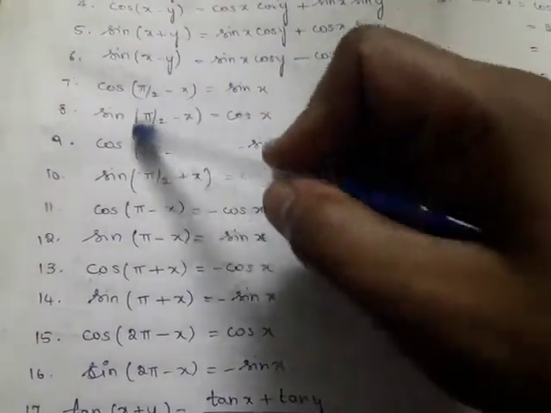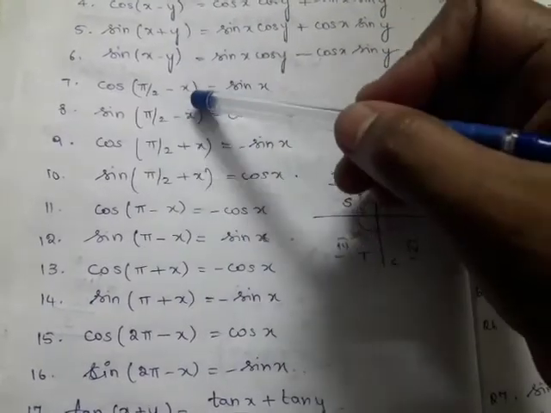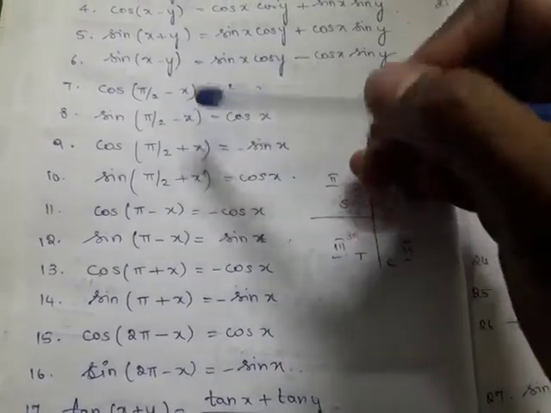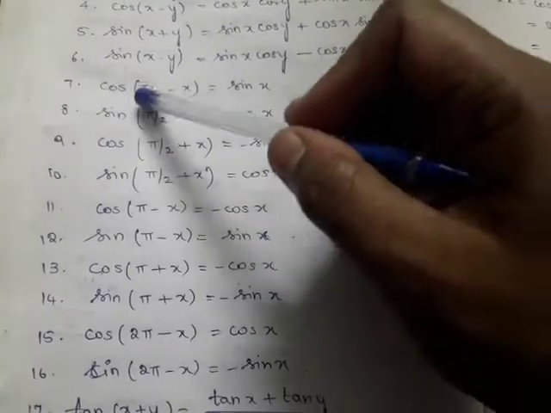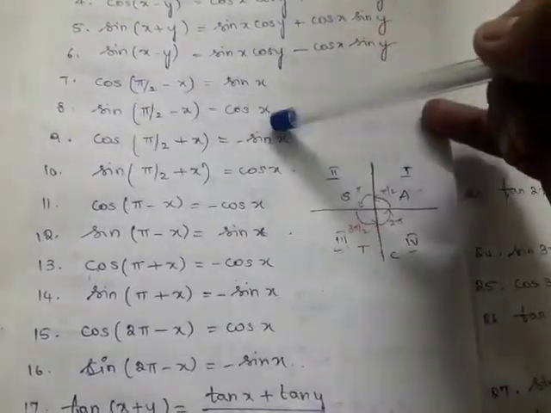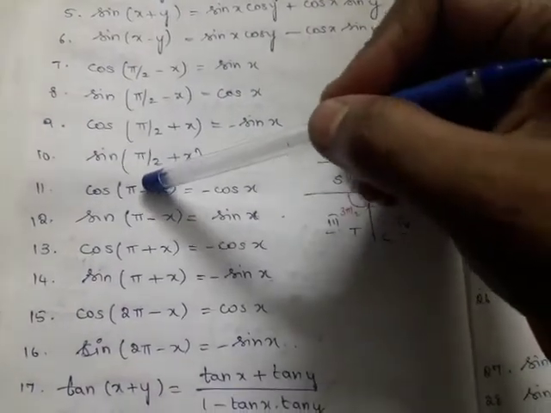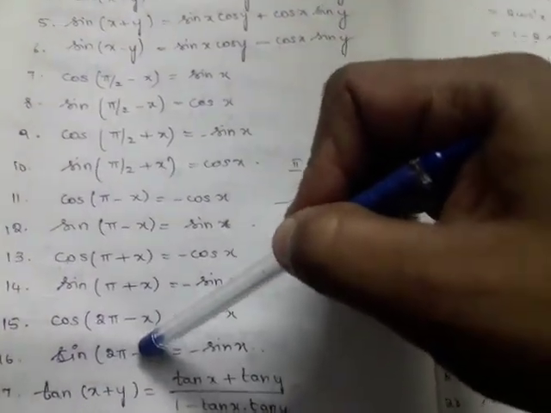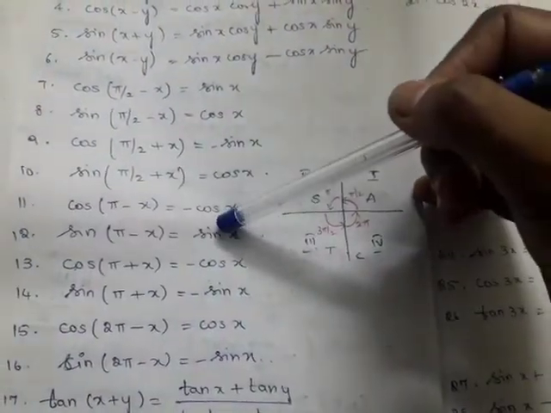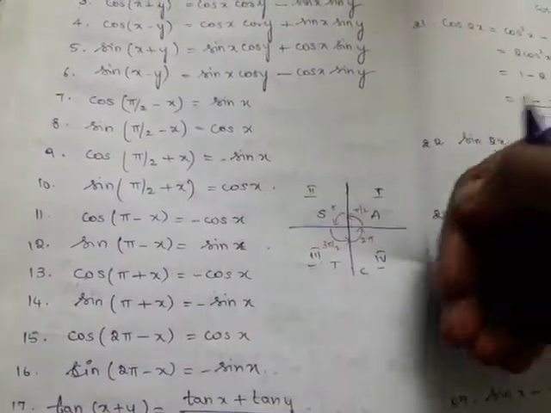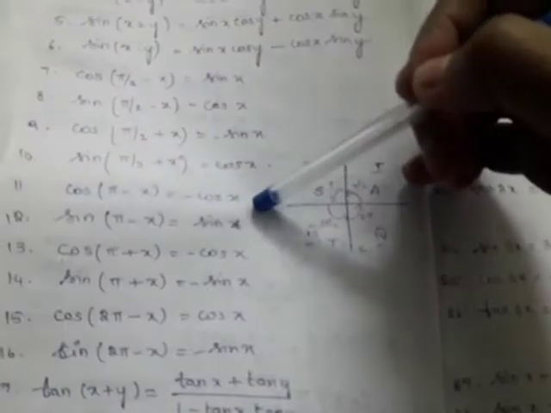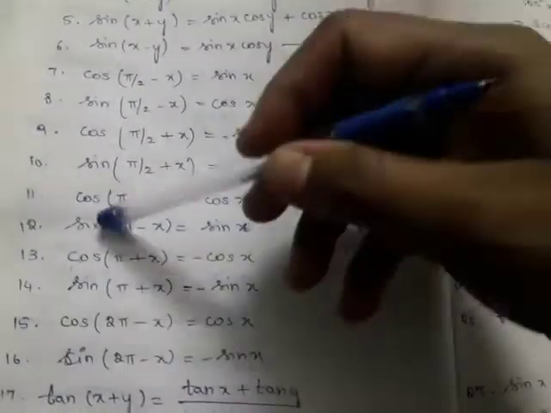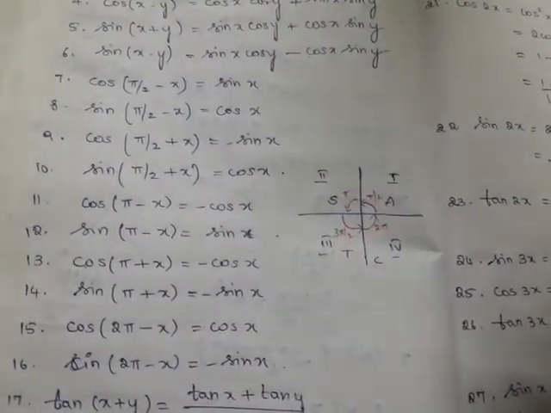See, when it comes to pi by 2, whether it is a plus angle or a minus angle, pi by 2 plus x or pi by 2 minus x, cos is going to become sine, sine is going to become cos. But when it comes to pi and 2 pi, whether it is the sum of the angle or you are going to subtract an angle from it, cos and sine remain the same. Cos is going to remain as cos, sine is going to remain sine only.